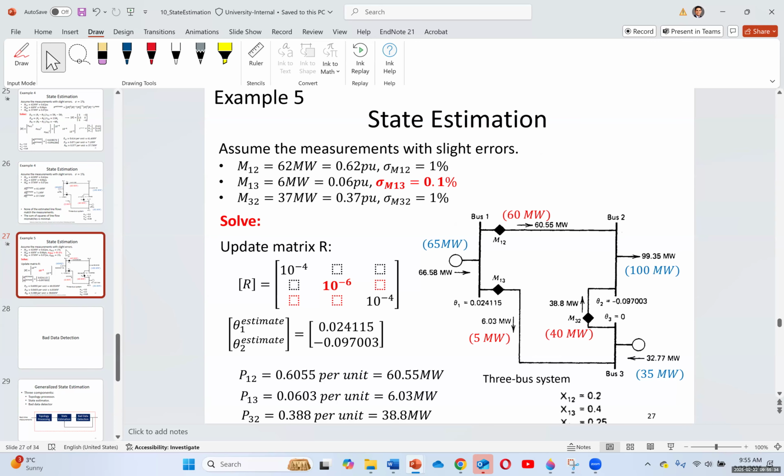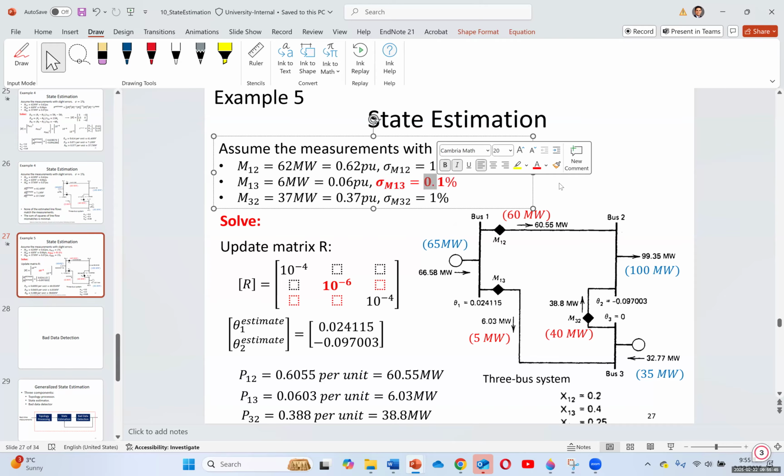Now, for another example. In the previous example, all the errors had the same sigma. In this one, one of the errors is less. It's 0.1%, but the other ones are 1%. And if we solve everything again, we can see that a slight error is going to create a difference in all the measurements. And you can see that now.